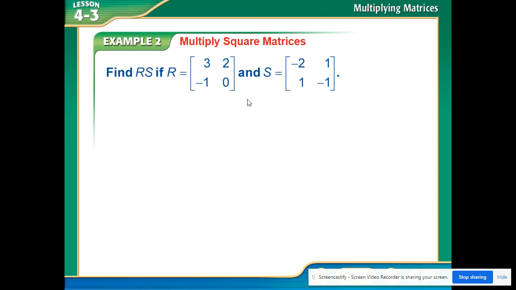All right, so here we have R and S. 2 by 2 times a 2 by 2. That is something we can go ahead and do, so we're going to go ahead and do some multiplication.